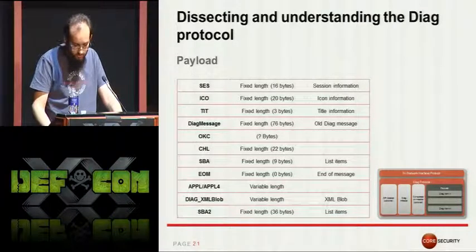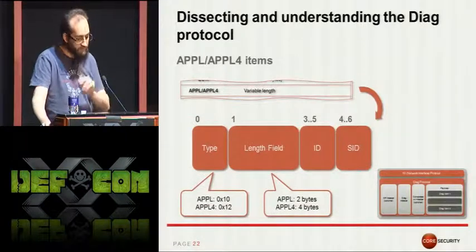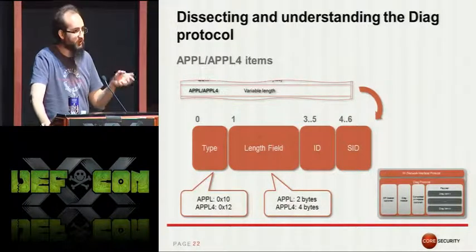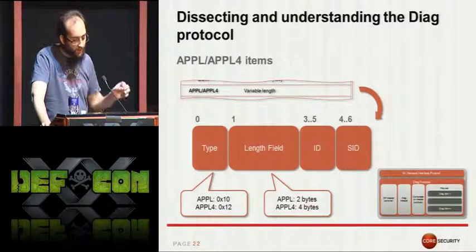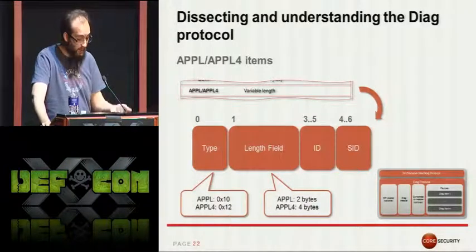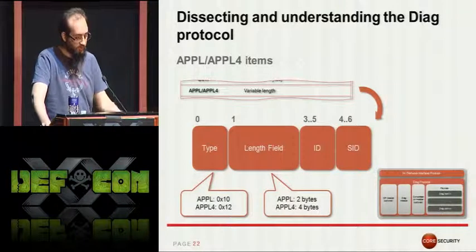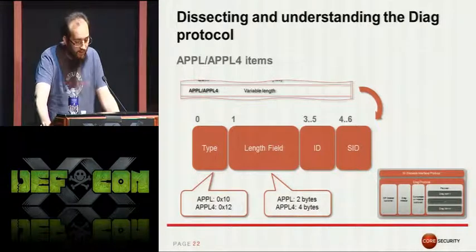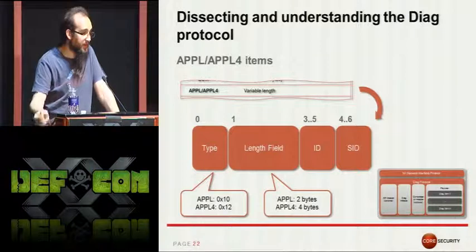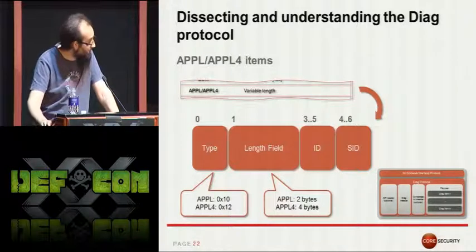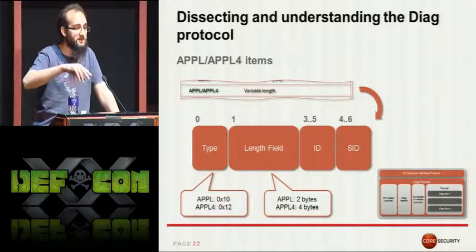We will be focusing on one of these items, which is the APPL or APPL4 item, which carries the most relevant information. Each one of these items also has its own header. The first field is the type, which denotes if it is an APPL or APPL4 item. Then you have a length field, which can be 2 bytes or 4 bytes long. And then you have two additional identifiers, an ID and SID. During my test, I identified 172 different combinations of IDs and SIDs.